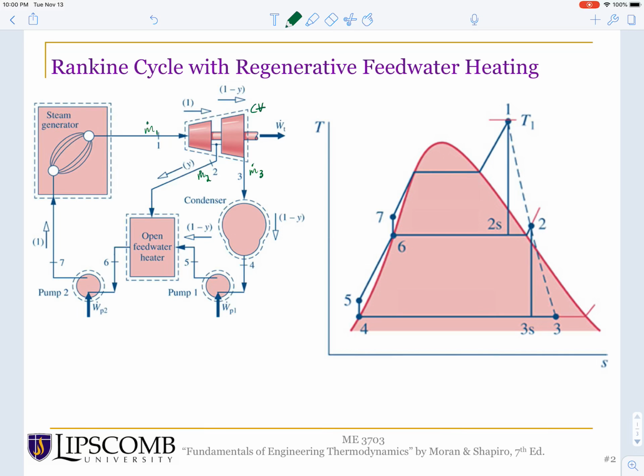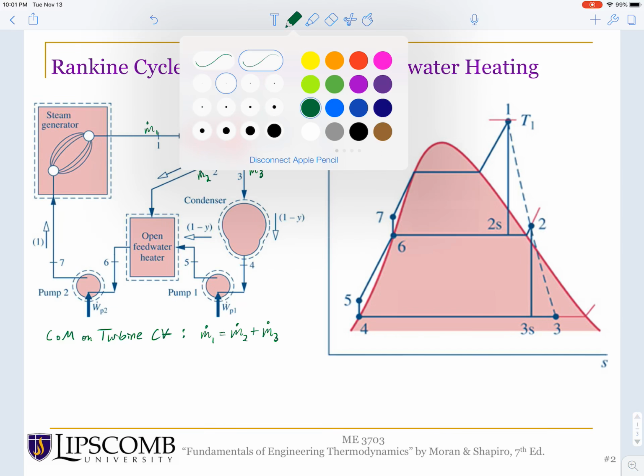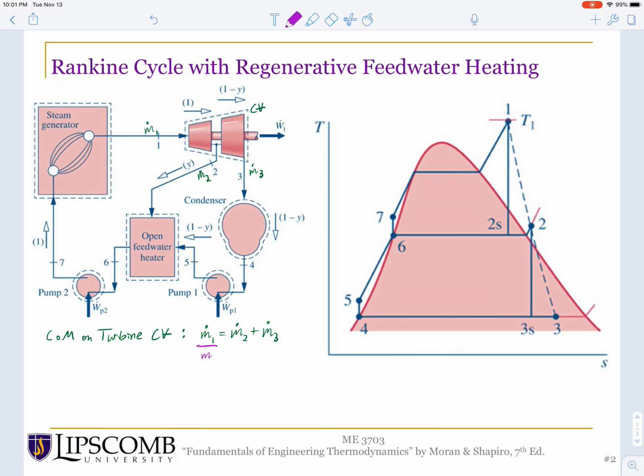Okay, I'm going to move down here to the bottom open space, and I'll apply the conservation of mass on the turbine control volume. And doing that with the usual assumptions of steady state, uniform flow, I find that the total mass flow rate of the system, M1, must therefore equal the sum of what's being bled off at the exit of the first turbine and the remainder that's leaving the exit of the second turbine. Okay, now I'm going to do some algebraic manipulation. I'm going to divide both sides by the total mass flow rate.